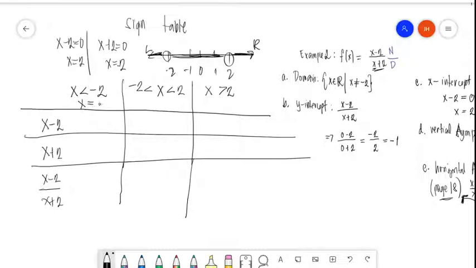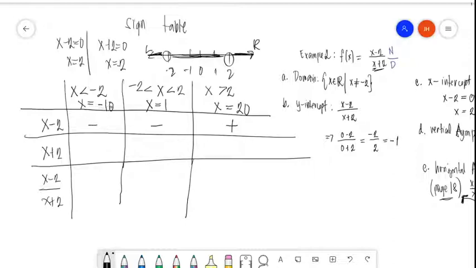Say, for example, for my x, I will have negative 10 since it is less than negative 2. In between negative 2 and 2, I can have 1. And if x is greater than 2, then I can have 20. Why not? Let's move on to the sign. If I substitute negative 10 into x minus 2, the answer is still negative. Substituting 1 in x minus 2, it is still negative. And substituting 20, 20 minus 2 is 18, which is positive.